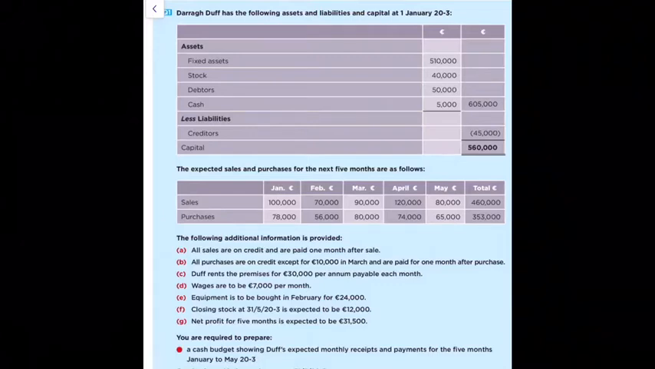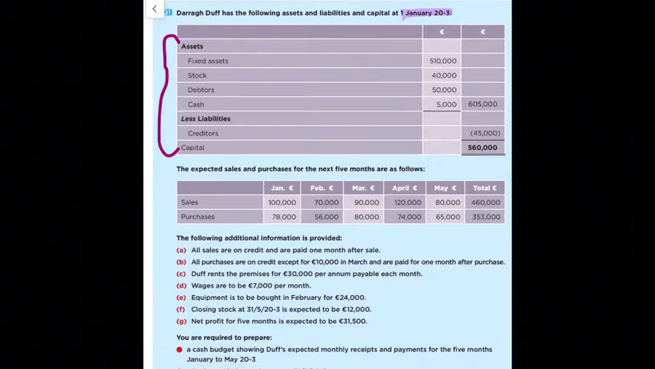So this is question 1 from page 571 in your EdCo book. Dara Duff has the following assets and liabilities and capital at the start of the year. The start of the year is the 1st of January 2013. These are his assets and liabilities at the start of the year.